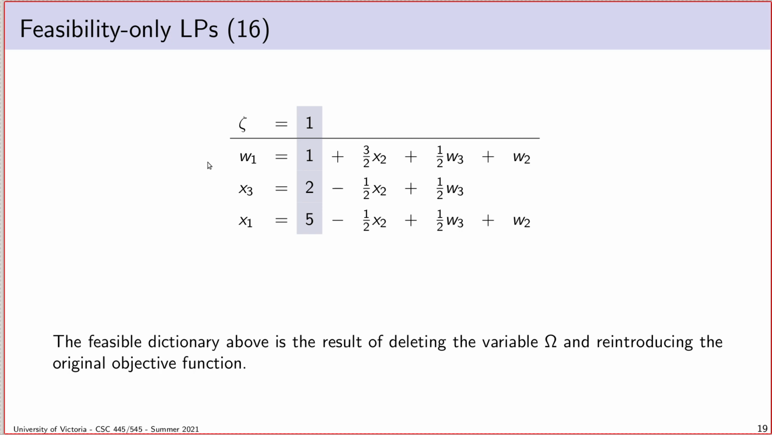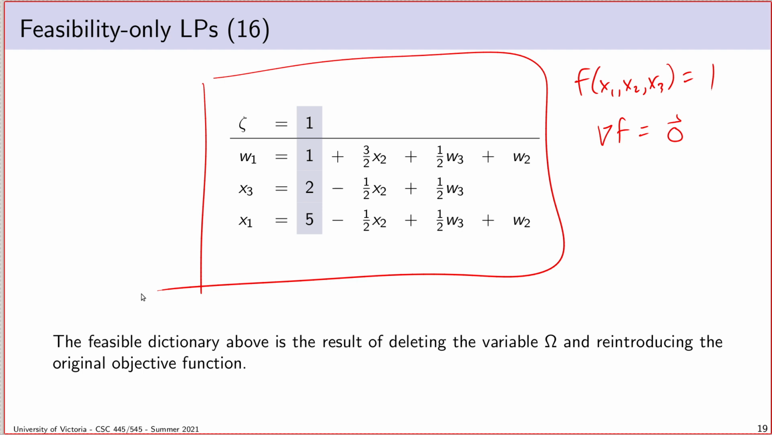And then we stare at the result. This is my feasible dictionary for the original LP. And I notice that because my original objective function was a constant, so my original objective function was f of x1, x2, x3 equals 1. And we know already, if you think back to the lecture on LP geometry, the gradient of f is going to be the all zeros vector. So f is a constant function. And we know that the gradient of f will be 0 everywhere in my feasible region, which means any feasible solution is an optimal solution. Which of course means as soon as I have a feasible dictionary for my original LP, I'm done. It's already an optimal solution.